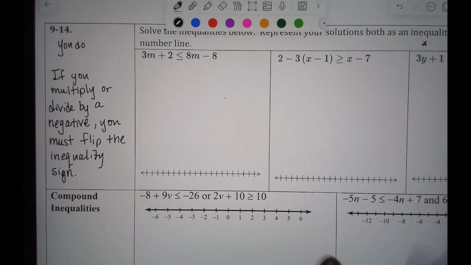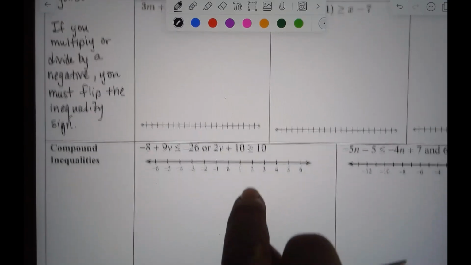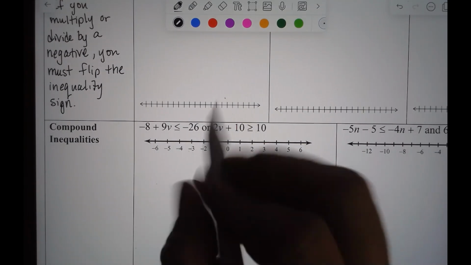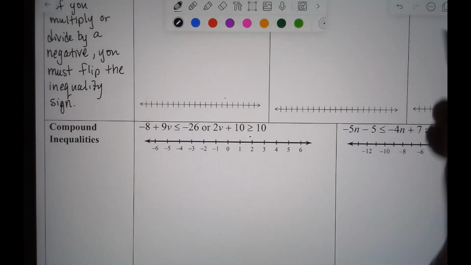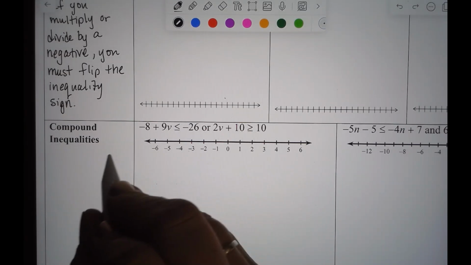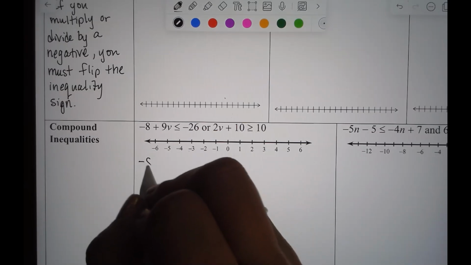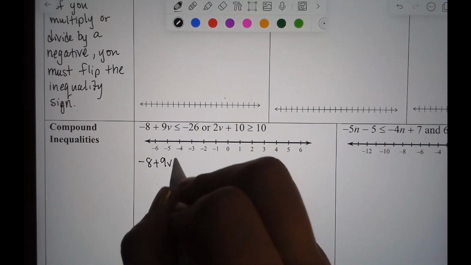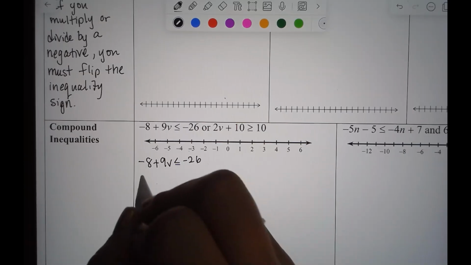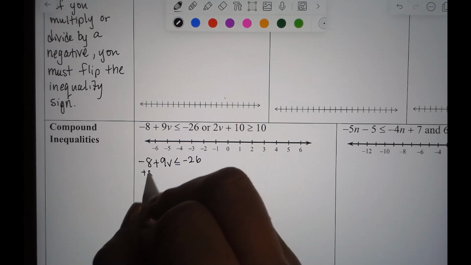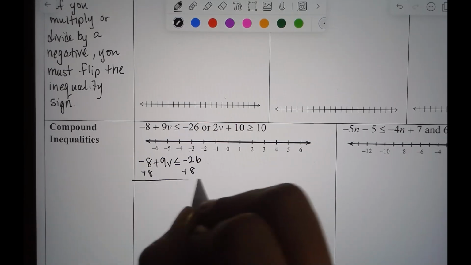Okay. And we're going to see that happen down here. So now when we have compound inequalities, notice this has 2 parts. You really just do each part on its own. So we're going to just take that first part and we will solve. So I'm going to add 8 and then divide by 9.